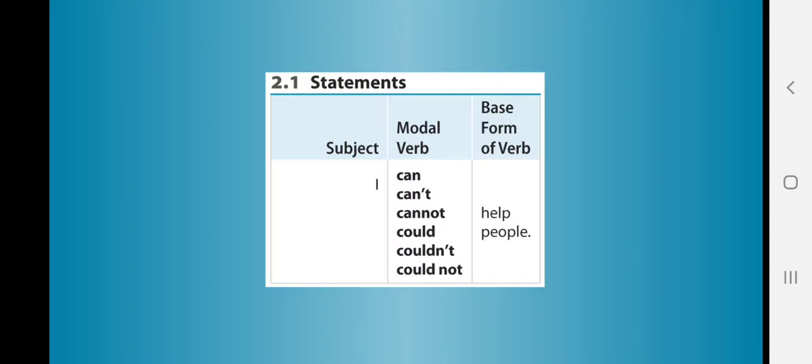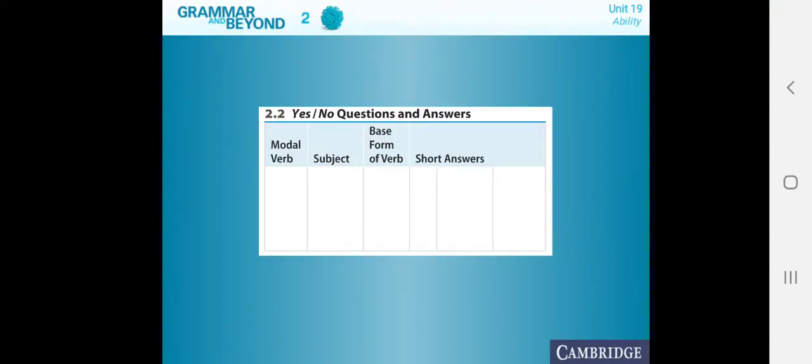Perfect. Let's continue. We have several subjects, as you know. Now, how do we create yes/no questions and answers? Basically, we're going to move the modal verb to the beginning of the sentence. For example, can I help? Now, remember the intonation. Can I help? The short answer will be yes, I can. Now, let's take a look at other examples with different subjects.